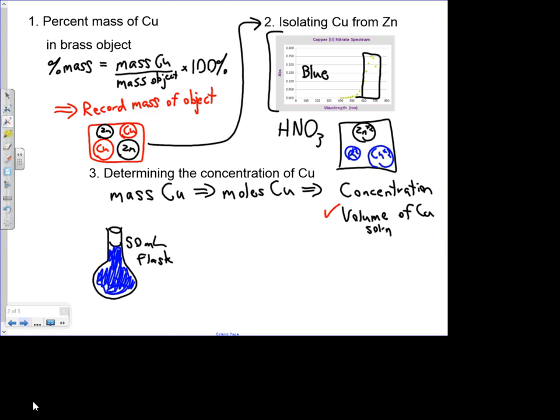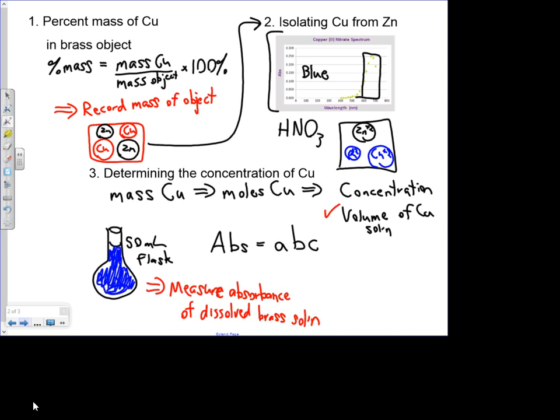Now the concentration is going to be found using Beer's law. So I'm not going to record the concentration directly because I don't know it, but absorbance is equal to A, B, C. So if I measure the absorbance of my dissolved screw solution, or dissolved brass solution, using my colorimeter, I measure the absorbance that is proportional to the concentration. B is the path length, that's going to be 1 centimeter.